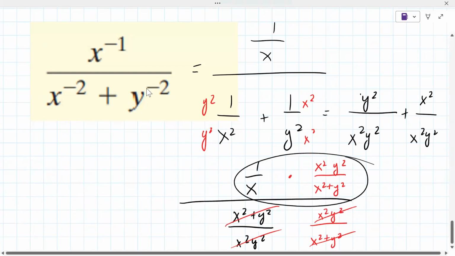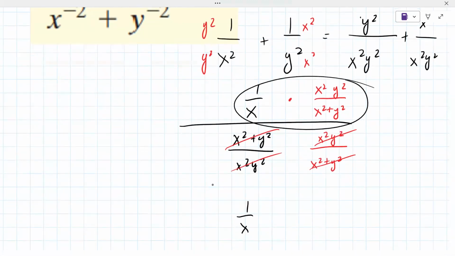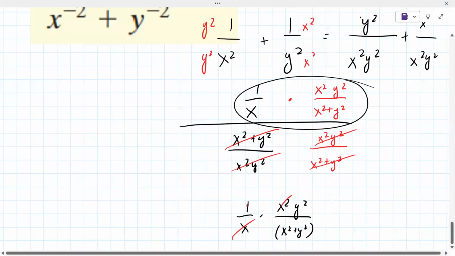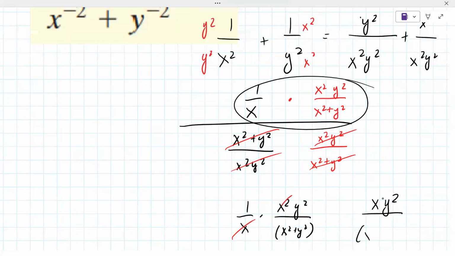So this is what you've got to be able to simplify now, the circled part. And it's 1 over x times x squared y squared. The x squared plus y squared is in parentheses. So the x cancels with that. So you end up getting x y squared on top, x squared plus y squared on the bottom.